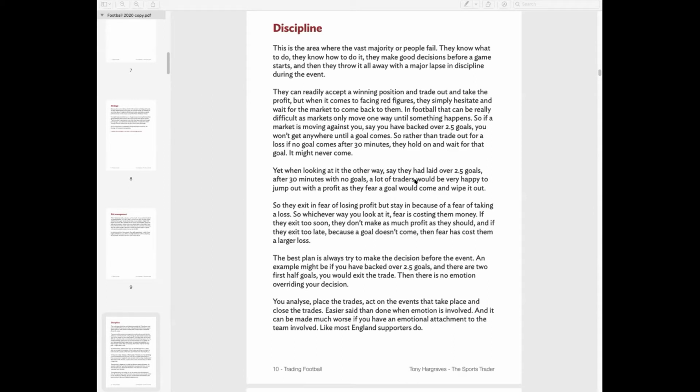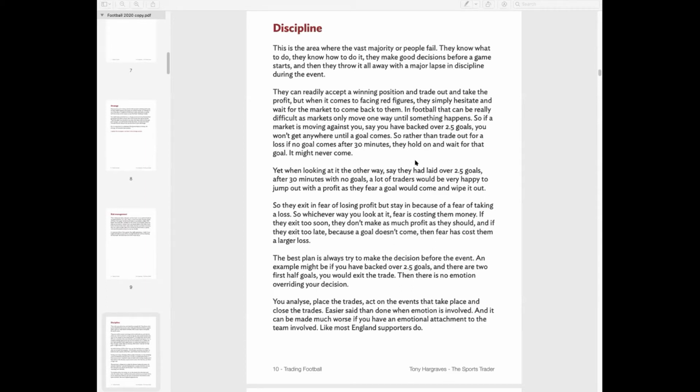So what can happen sometimes is you get in a position where the market can move against you. If you've backed over 2.5, you won't get anywhere until a goal comes. It's just going to keep going against you. So rather than trade out for a loss, if no goal comes after 30 minutes, they hold on and wait for that goal to come, and it might never come.